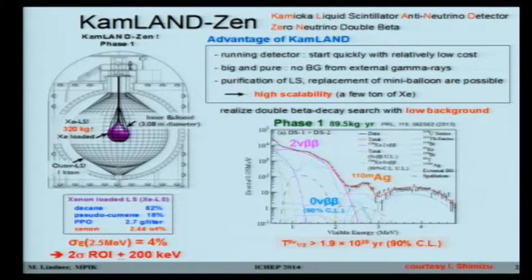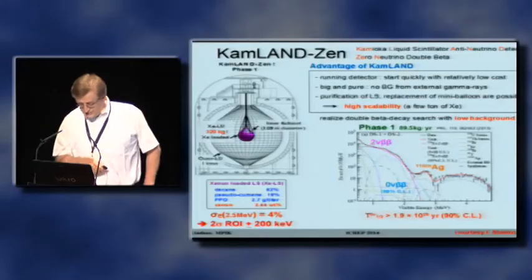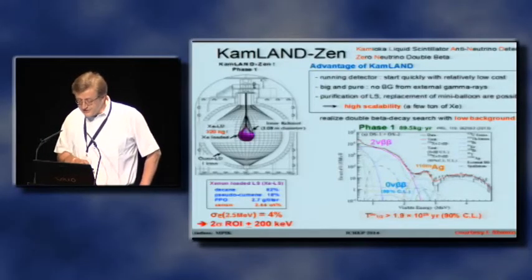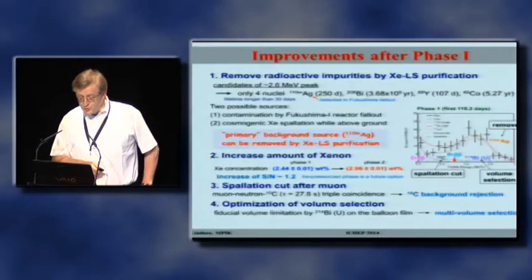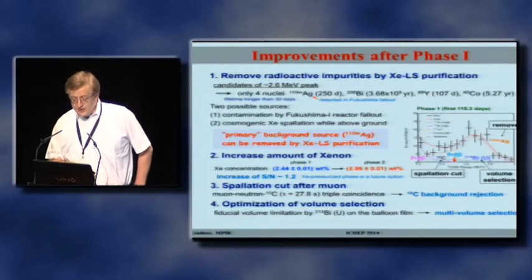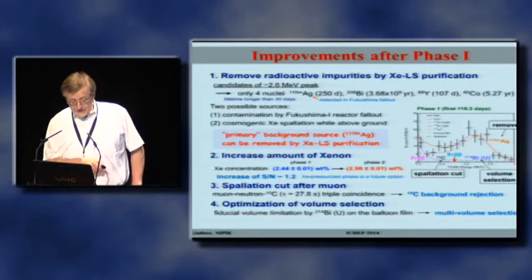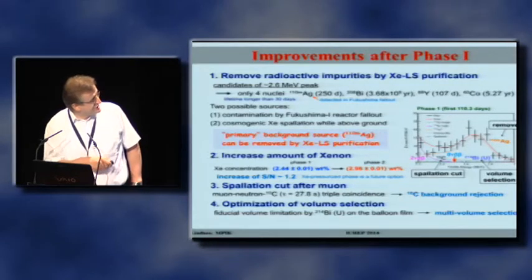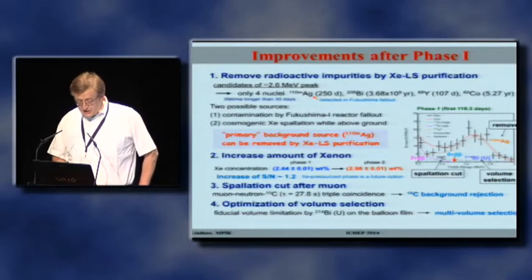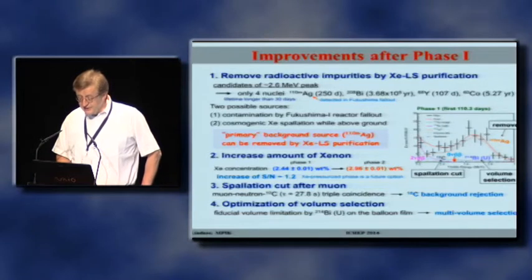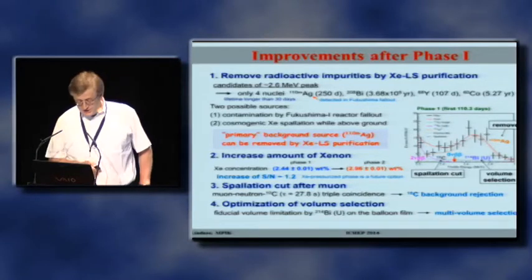For example, silver-110, which actually is a fallout product of Fukushima. So that's understood. This silver was decaying with a half-life of 249 days, etc. But this was limiting their ability in phase one a little bit. That's why they improved after phase one. They removed the radioactive impurities with liquid scintillator purification. They increased the amount of xenon by going to a higher concentration. And they did a spallation cut after a muon and also optimized the volume selection, so they improved on several steps.